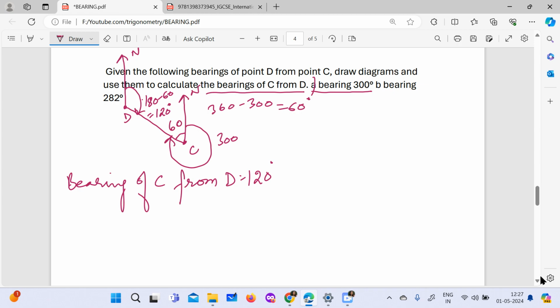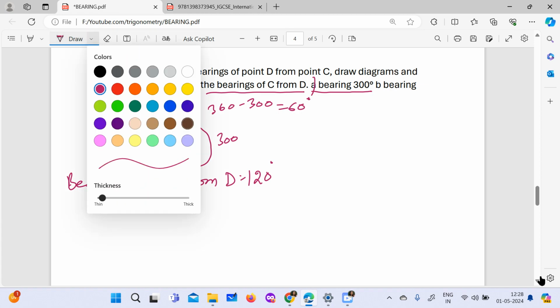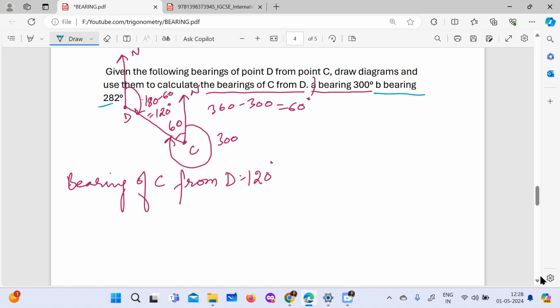Okay, let's do one more question. Another part of this question. This is bearing 282. This is referring to the bearing of D from C, which is 282 from C. So I will draw C and its north, and then it says that the bearing of D from C is 282. So it is a reflex angle. Obviously it has to go something like this. So I get D here.